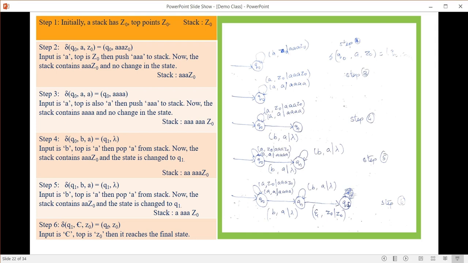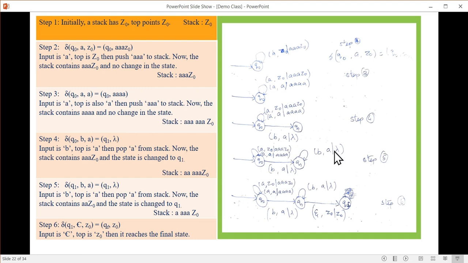The next step is step 5, that is Q1 comma B is the next input, and A is the top of the stack. Again we have to pop the stack value because the input is B. But this time it stays in the current state itself, so we put the arrow like this. Then B is the input, A is the top of the stack, then slash lambda, which means A is popped from the stack. Nothing is inserted, nothing is pushed, it only does the pop operation.